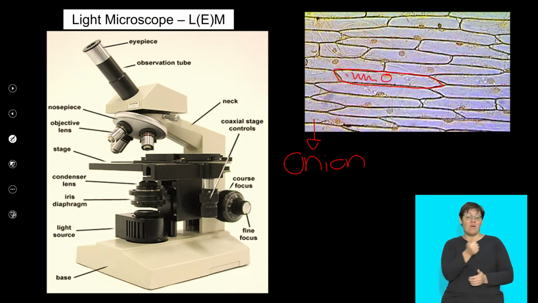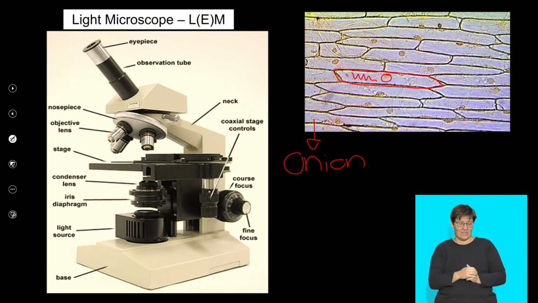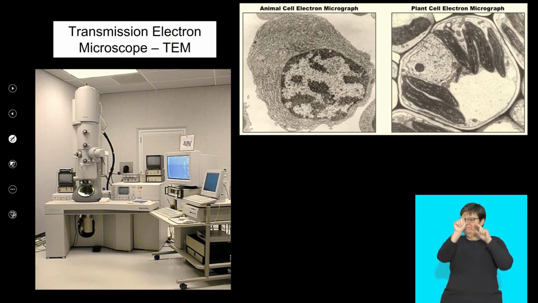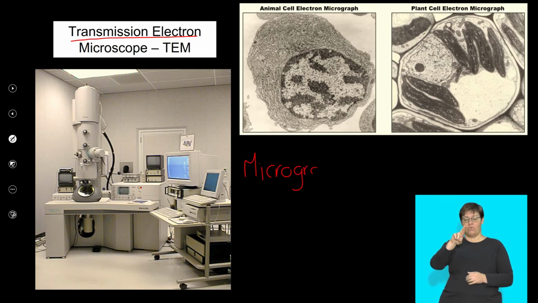So if you're lucky enough, you would have had a light microscope. Now, the ones that we're going to find at the universities and all these places, this big microscope, is called a transmission electron microscope. And what it enables us to see is often what we call a micrograph. Now, what of the pictures I've put up over here?